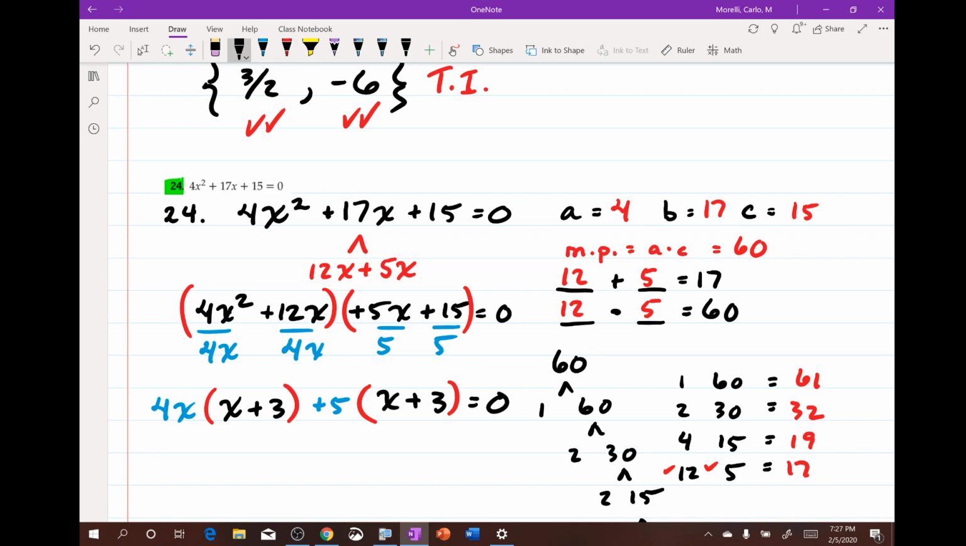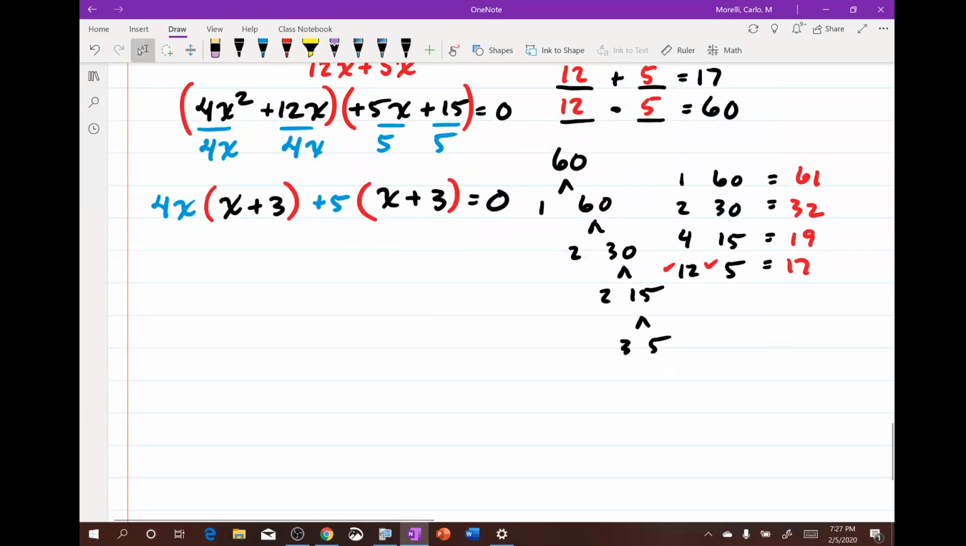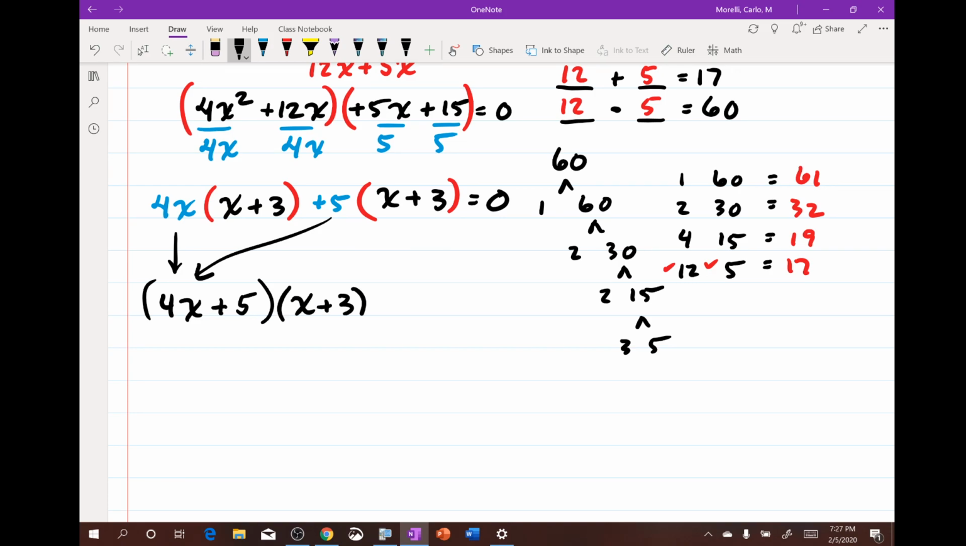These are all just different forms of the same equation. Matter is neither created nor destroyed, same thing in mathematics. So here are my ultimate factors. I bring the 4x and the 5 together, and that just becomes 4x plus 5, and that is a factor. And then the other factor is x plus 3. Okay? Remember, don't write this twice. You just write this one time.